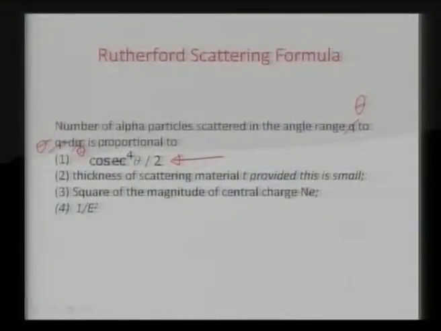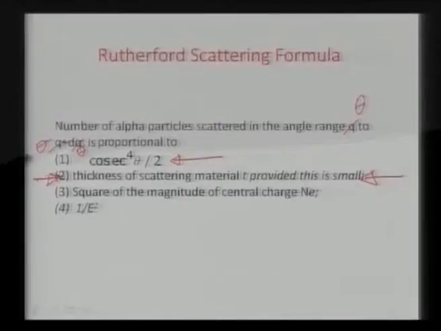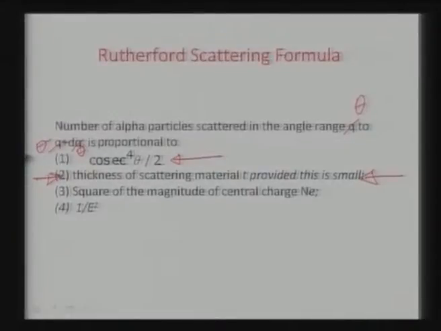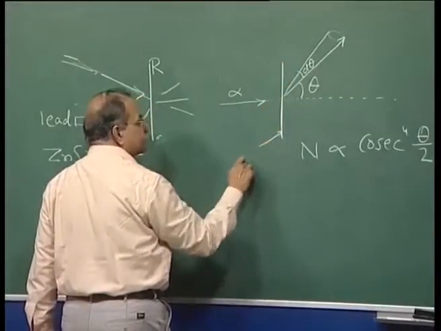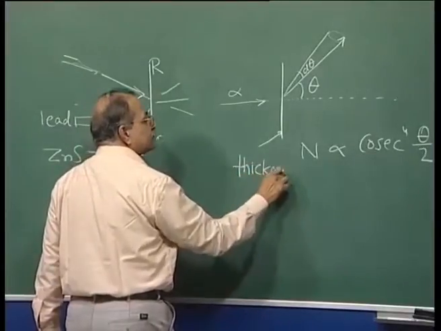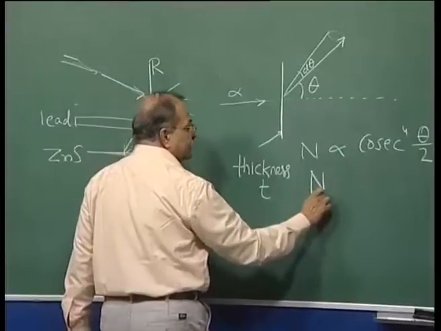Similarly, look at the PowerPoint again. The second conclusion was the thickness of the scattering material T, provided this is small. So, the number depends on the thickness of the scattering material. What is scattering material? It is the metal foil on which you are bombarding alpha particles and looking for the scattered alpha particles. So, number of alpha particles is proportional to the thickness of the scattering material. That means the thickness of this metal, if you write T, then N is proportional to T.